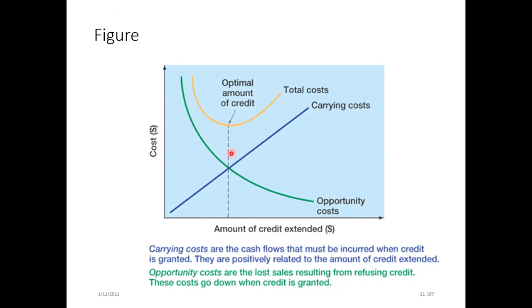Here is the point where the total cost is minimized, and also at that point carrying cost equals opportunity cost. The carrying costs are the cash flows that must be incurred when credit is granted. They are positively related to the amount of credit extended. Opportunity costs are the lost sales resulting from refusing credit, and these costs go down when credit is granted, right? So opportunity cost.